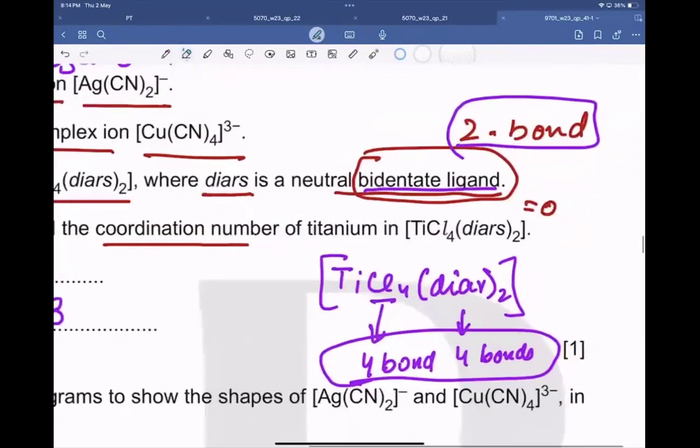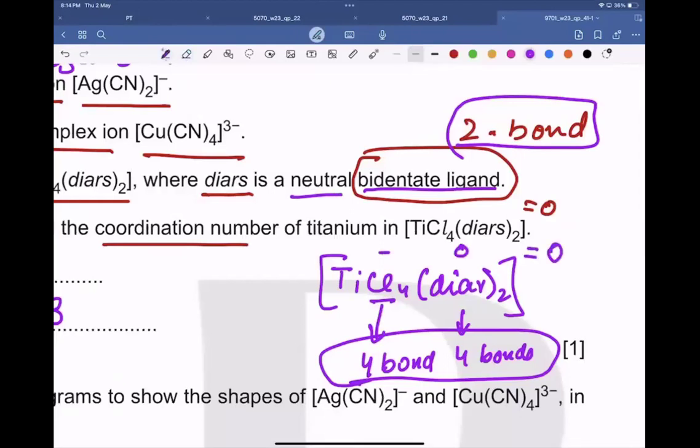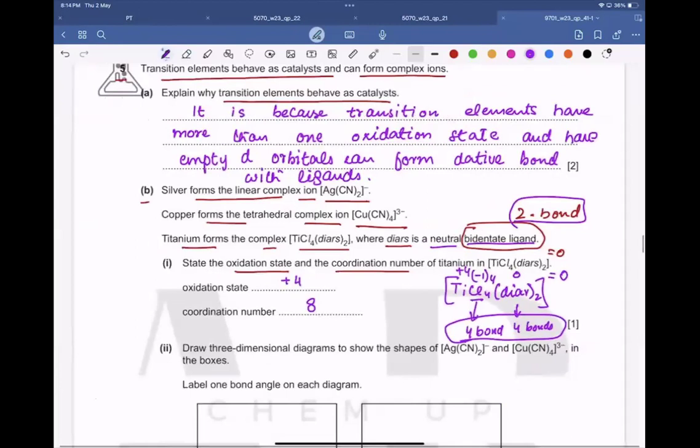Now, they have told you that the ligand is neutral, so the charge is 0. There is no net charge. We know chlorine has a -1 charge, and there are four chloride, so -4. So it means titanium must have a +4 oxidation number. Now is it clear?